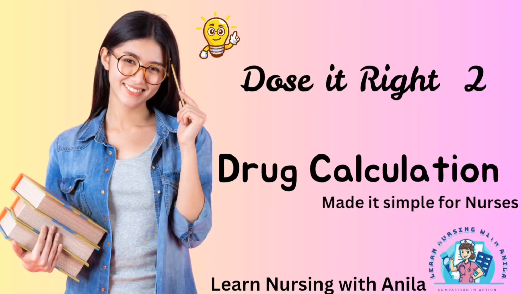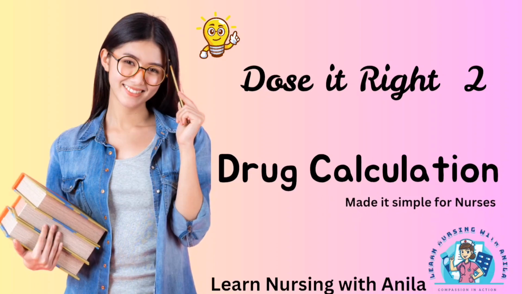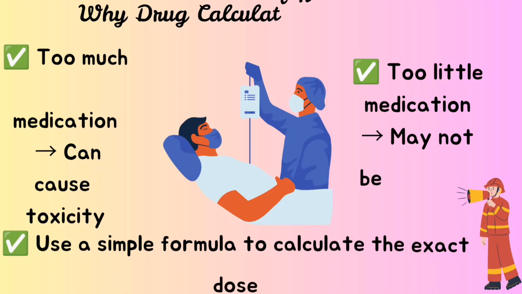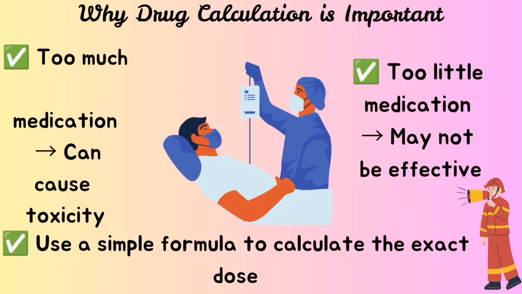In this episode, we will learn a simple formula that helps you all calculate the right medication dose. Why is drug calculation important? Drug calculation is important to ensure patients receive the correct dose, preventing underdosing, overdosing, and medication errors.